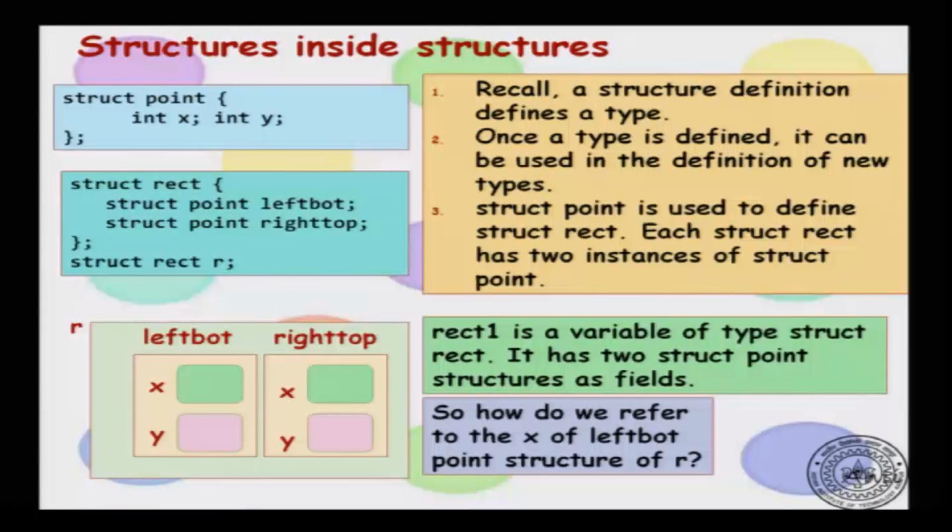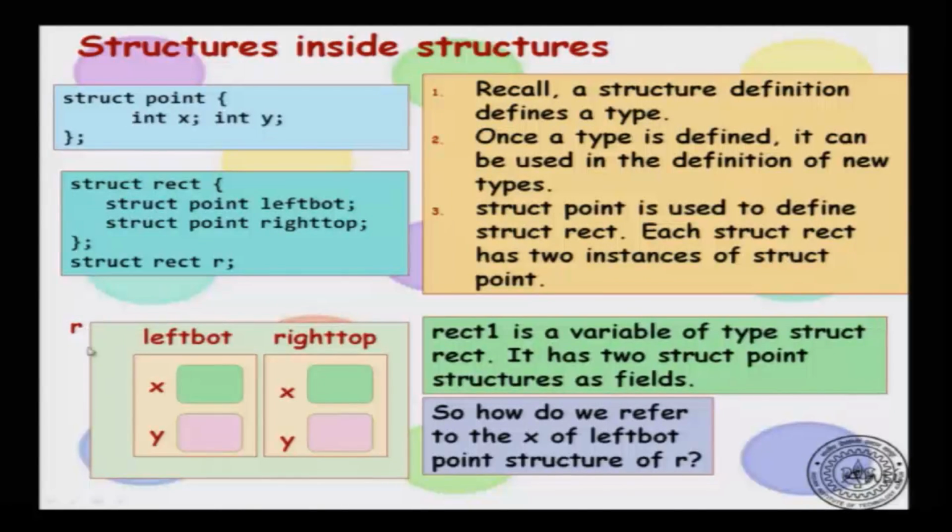Suppose you want to extend your geometry package and you want to define a rectangle. Now, a rectangle is defined by 2 diagonally opposite points. Let us say the left bottom and the right top. These 2 points define a rectangle. The left bottom and the right top are themselves points, so they have subfields which are x coordinate and y coordinate. This is how you would imagine the picture. R is a rectangle. It has 2 points, left bot and right top, and these themselves have 2 subfields x and y. Okay, so this is the composite picture.